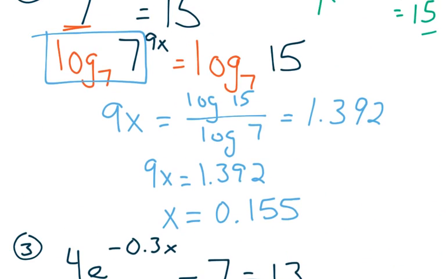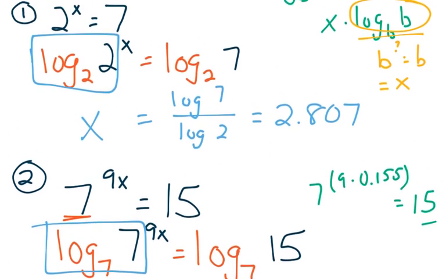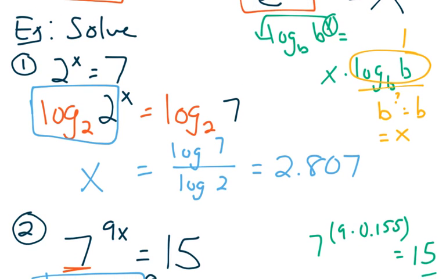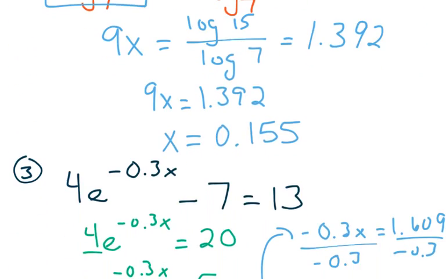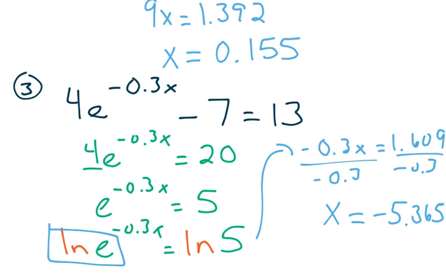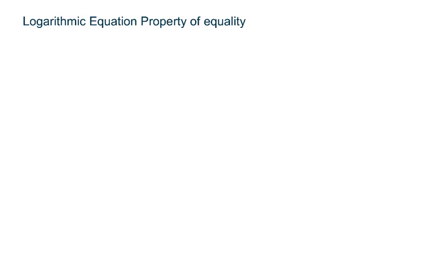So, three examples of undoing a base, or getting a variable out of the exponent by taking the logarithm or natural logarithm of both sides. That method is going to be very handy when it comes to solving exponential equations. All right, so let's move on to logarithms, logarithmic equations.